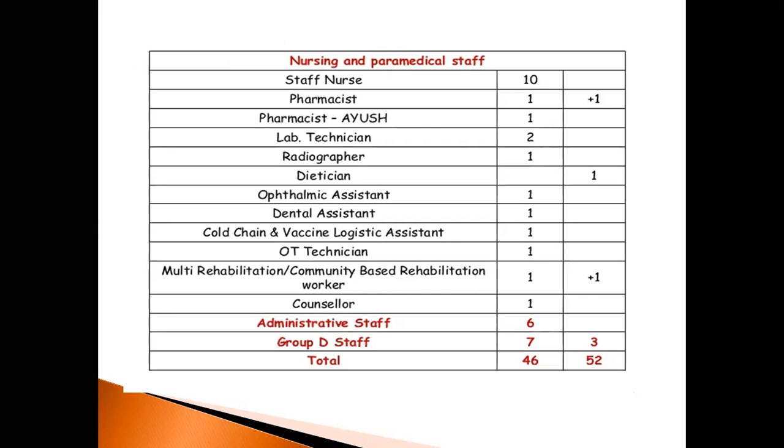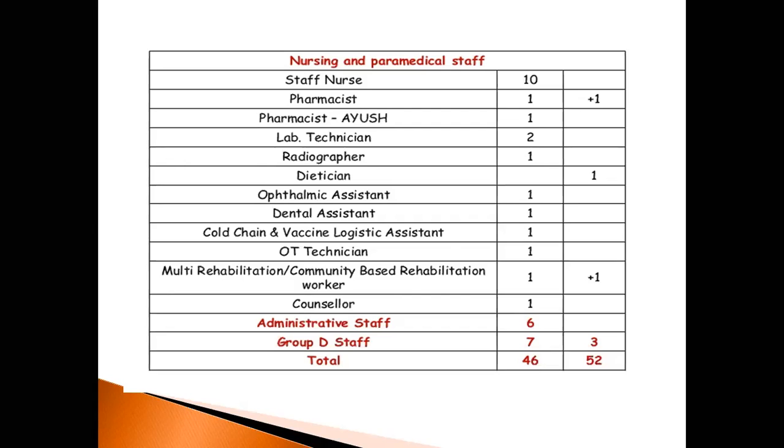For staff nurse, we need 10, essential. A pharmacist, we need one, and if desirable, we can have one more. Then a pharmacist for Ayush, also one. A lab technician, two. Then a radiographer, for doing all those X-rays, we need one. And a dietitian is desirable, so it is not compulsory that a dietitian should be there in a community health center. Even in that center which I've shown you, Dhiranpara, they don't have any dietitian as such till now.